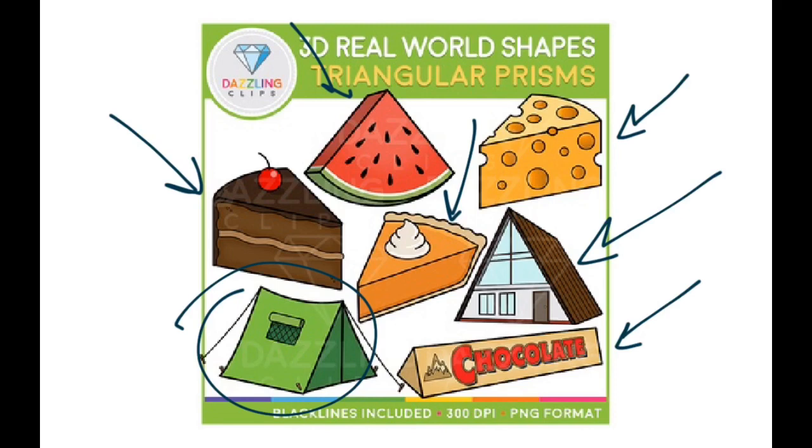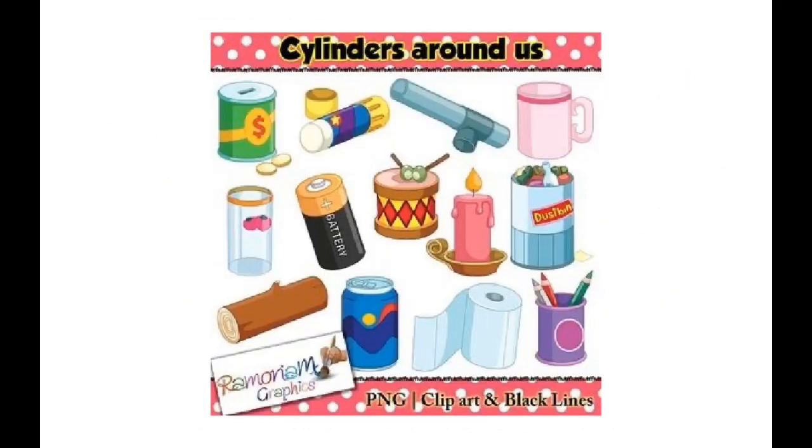Be thinking as we go through this lesson, what do I have in my house that's a triangular prism? Do I have anything? Those ones are kind of challenging to find, but think and look around your house and see if you have anything that's a triangular prism shape.